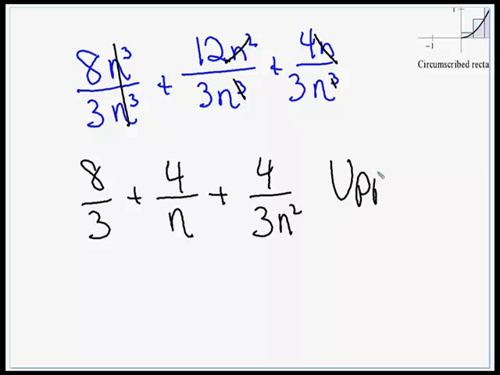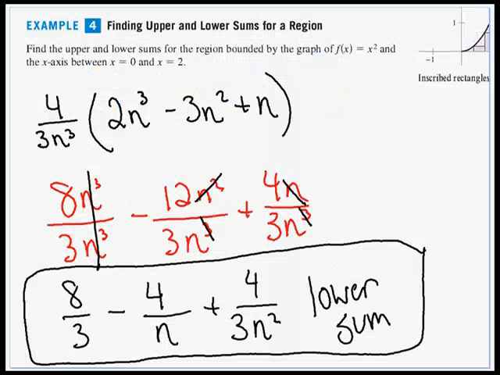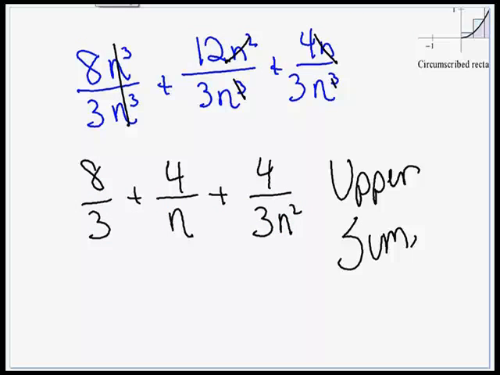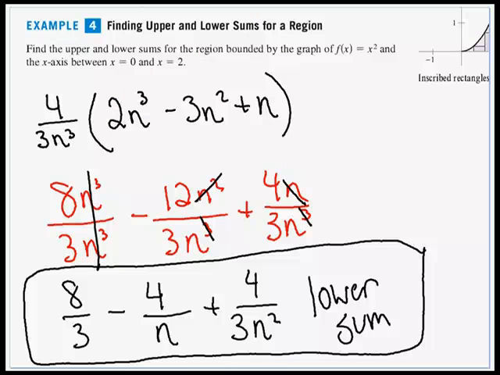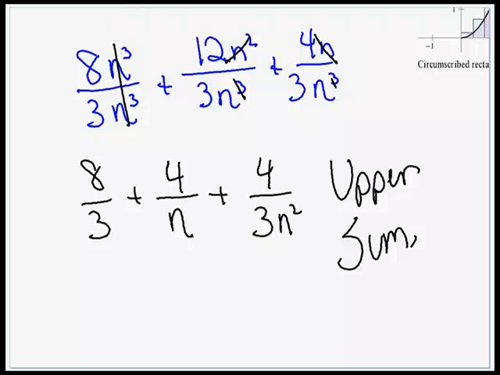So this is our upper sum. It looks a lot like the lower sum. If we flip back and forth, we have 8/3 starting both of our sums. And then in the upper sum, it's plus 4 over n and minus 4 over n in the lower sum. And then we have our plus 4 over 3n squared in both of them.